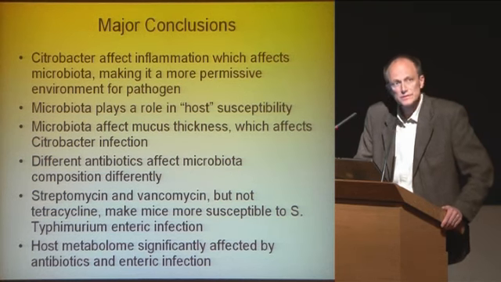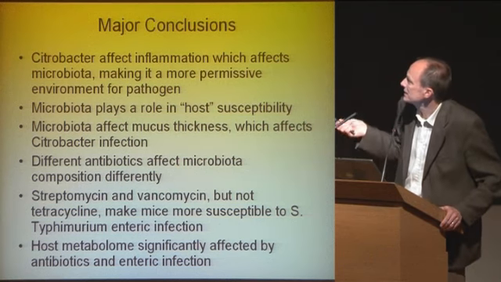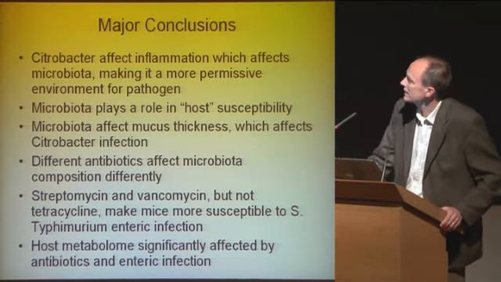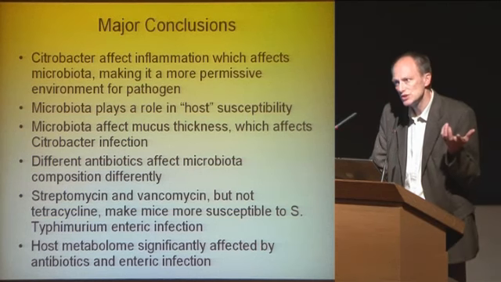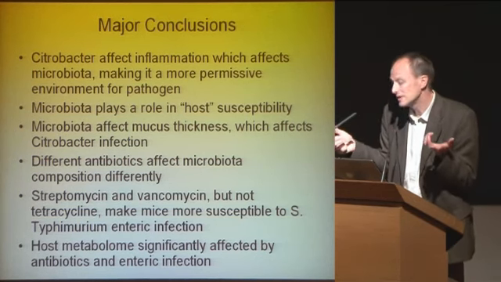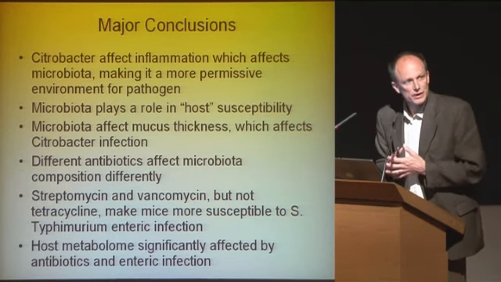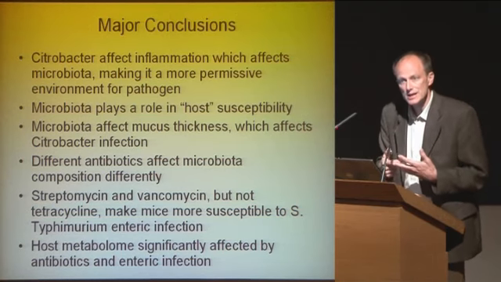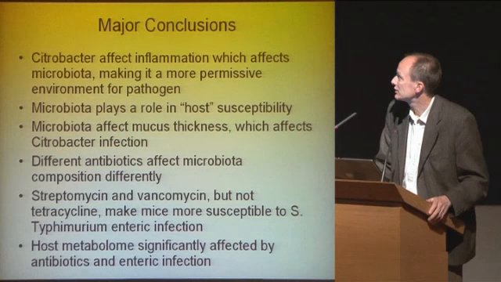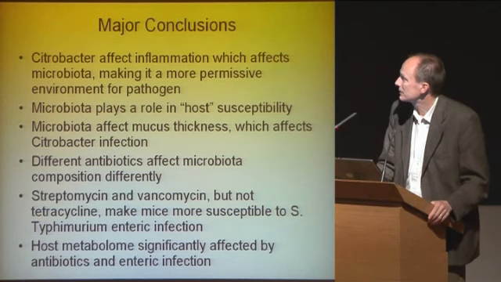So just to sum up the major highlights I wanted to tell you about: we think Citrobacter comes in, and we think it triggers inflammation, which is a bizarre concept from a pathogen. But that inflammation then changes the gut microbiota to a more favorable environment that Citrobacter can then proliferate in, and it basically makes it easier for it to survive and work in there.